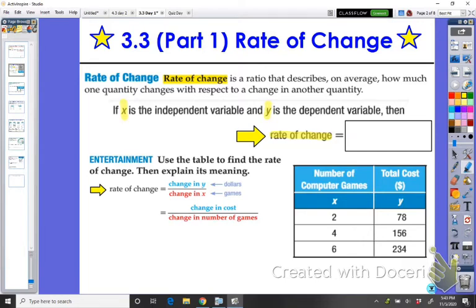So how do we find rate of change? Well, you take the change in y over the change in x. So make sure you write this part down. It's always the change in y over the change in x.